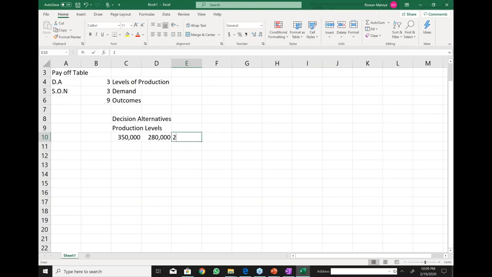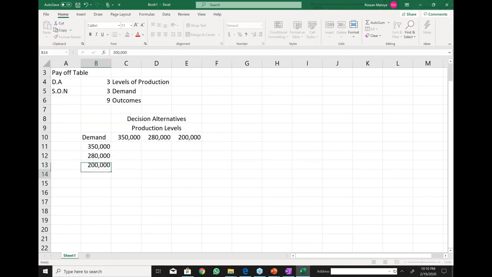So if you are required to match, friends, you must keep in mind that whatever the demand is, similar will be your production level. So now it's time to write the demand here in rows. Either demand would be 350,000 bags, or it would be 280,000 bags, or it would be 200,000 bags. So this is the state of nature.